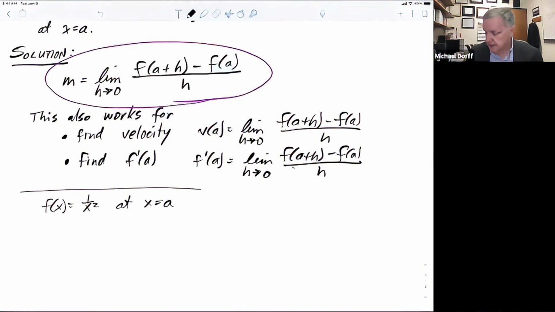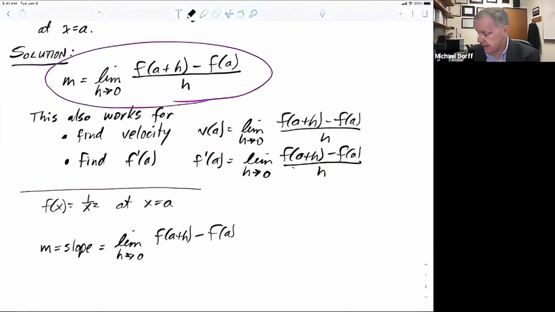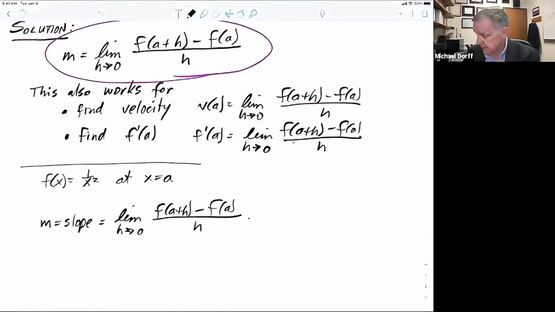All right. So the slope is going to equal the limit as h goes to 0 of f of a plus h minus f of a over h. And I can rewrite that as the limit as h goes to 0, and now I'm going to plug in the value of f here. So f is 1 over x squared. So f of a plus h would be 1 over a plus h quantity squared. And what is f of a? Well, I put a in for x and I get 1 over a squared. And then in the denominator, I have my h.